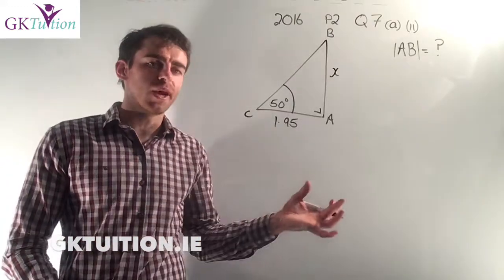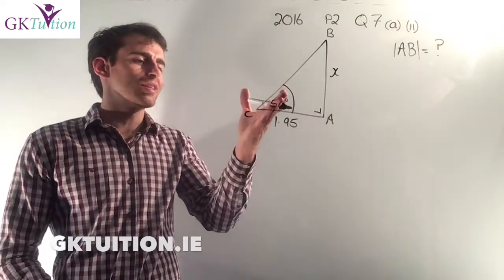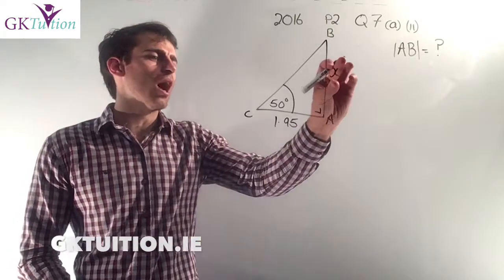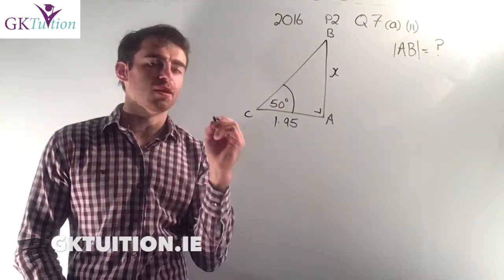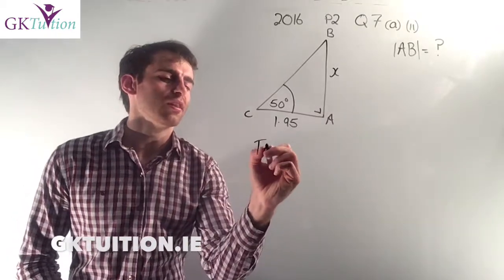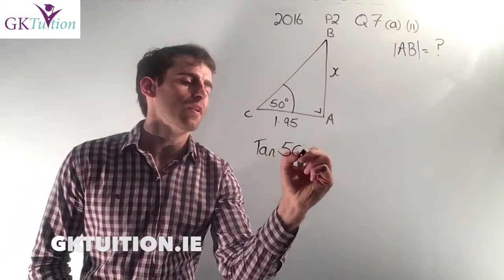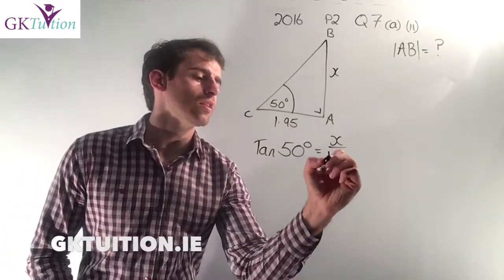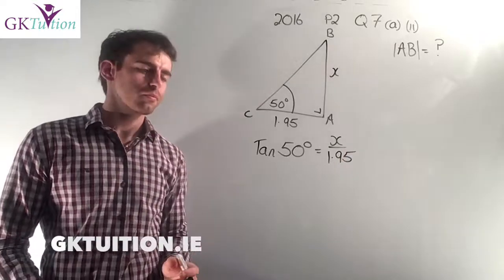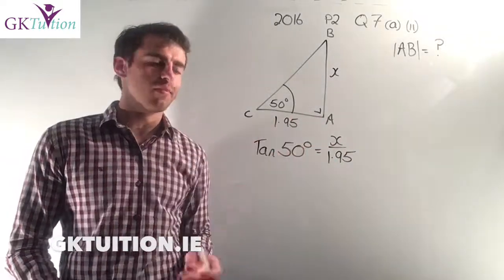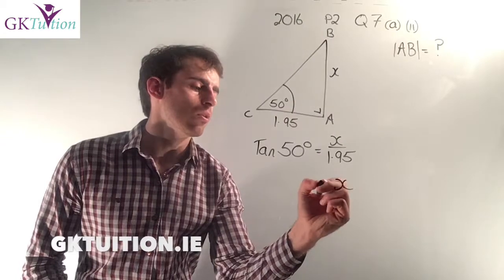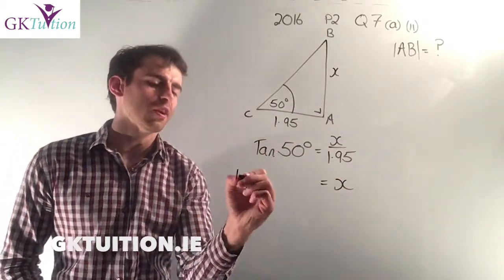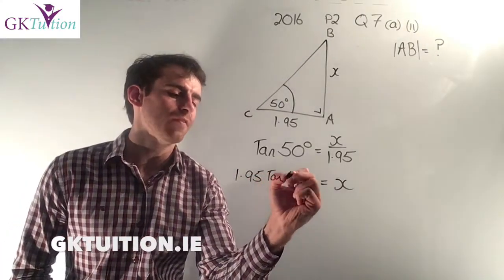So we're just going straight back to our junior cert trigonometry. In this case, I'm looking for the opposite and I know the adjacent. If I'm dealing with the opposite and I'm dealing with the adjacent, then I must be dealing with tan. So I can start this question off as the tan of 50 degrees is equal to the opposite, which is x, over the adjacent, which is 1.95. Now clearly the key here is to isolate my x. So if I want to get x on its own, I'm going to multiply both sides by 1.95, which means my left hand side will become 1.95 tan 50.